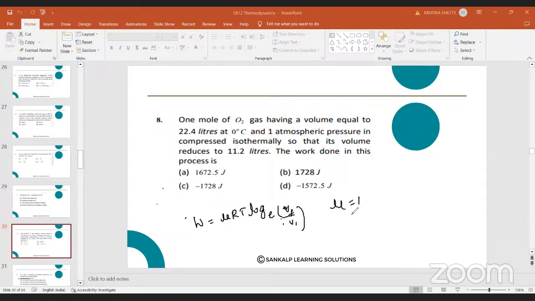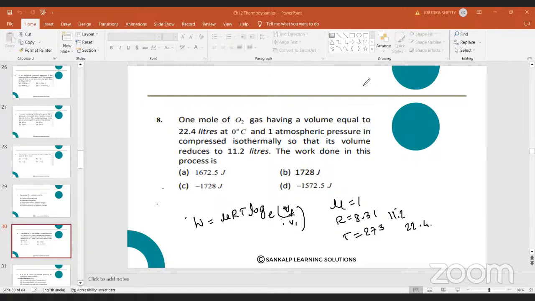You can substitute mu is equal to 1, R is equal to 8.31, then T value is 273. Then next, log to the base e, V final is 11.2, then V initial is 22.4. So substitute all the values. Whatever the ratio of log Vf by Vi is there, you can take it by applying the log rule, that is log Vf minus log Vi. Based on that, you can get the answer.